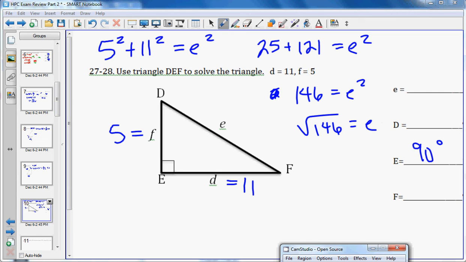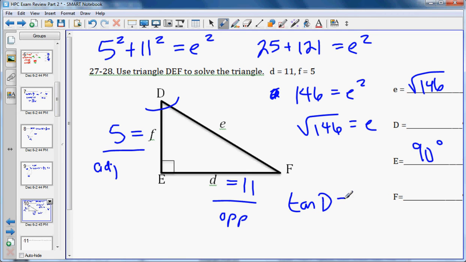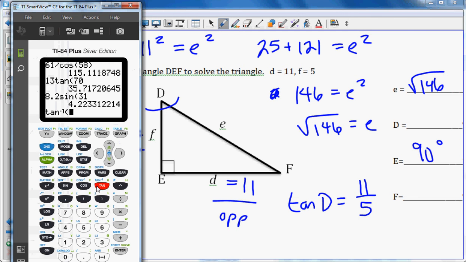Okay, so we now know E is the square root of 146. And we have all the sides, so we can start solving for the angles. It doesn't really matter. You can solve for D or F next. You can choose. I'm going to pick D. It's best to use this side and this side because we know them exactly. This is the opposite. This is the adjacent. So we can use tangent to help figure this out. So we do tangent of angle D is equal to the opposite over the adjacent. And we can use arctangent or inverse tangent to solve this. So we'll do arctangent of 11 over 5. And we get 65.56.